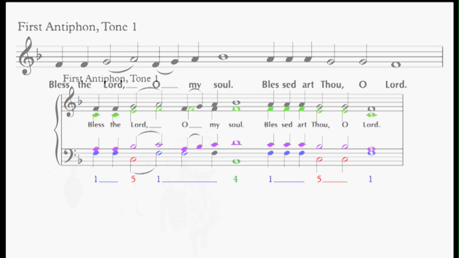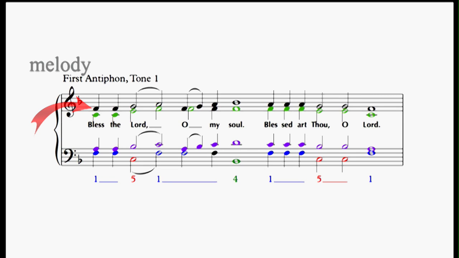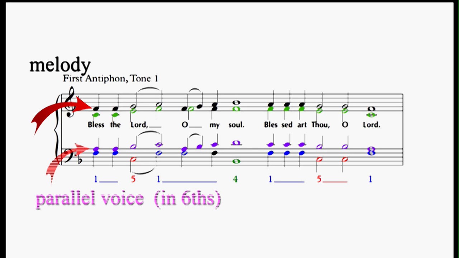So when we look at the actual score, I've color-coded it here. We can see the various parts like the melody, marked in black, and the soprano. The parallel voice moving in sixth with the melody, marked in purple here in the tenor. And finally, the filler voice, marked in green in the alto. Here's what it sounds like when we put it all together.